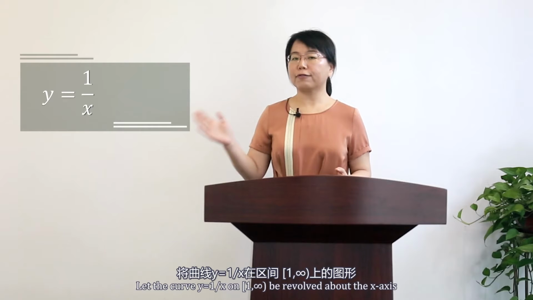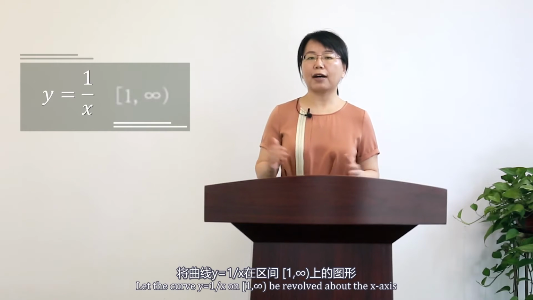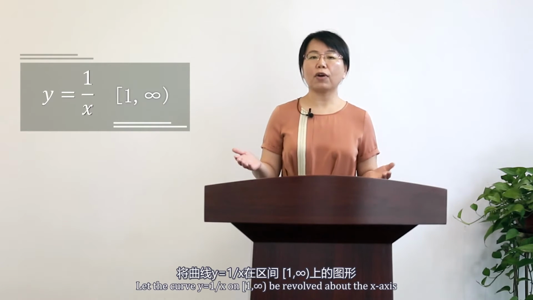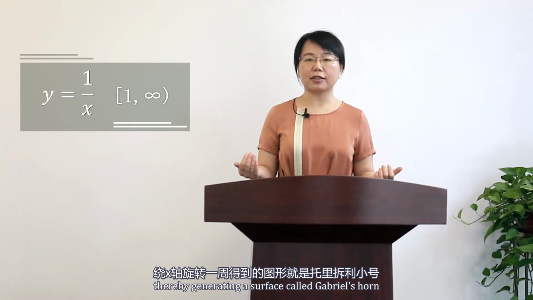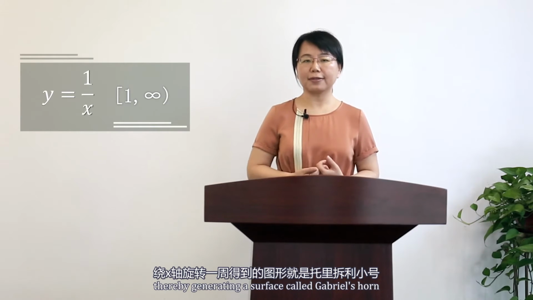How to create this figure? Let the curve y equals 1 over x on 1 to infinity be revolved about the x-axis, thereby generating a surface called Gabriel's horn.